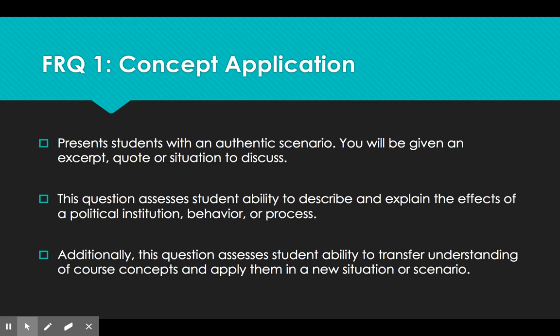This type of question is going to assess students' ability to describe and explain the effects of a political institution, behavior, or process. Okay, so they're wanting you to use the knowledge you have gained in this class to describe or explain this scenario. And additionally, this question is going to assess student ability to transfer understanding of course concepts and apply them to a situation. Okay, so they are wanting you to take what you are learning and apply that, is what this question is asking you to do.